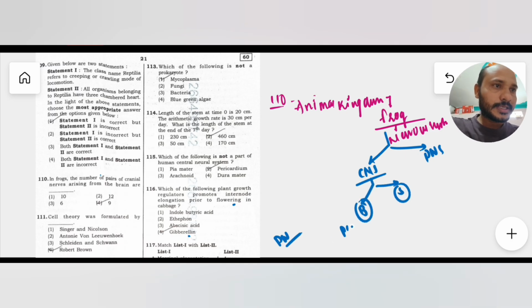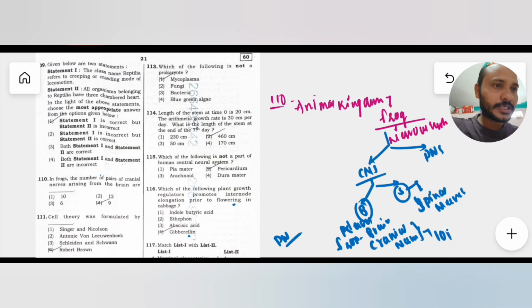There are some nerves which arise from the brain. The nerves from the brain are called cranial nerves, and the nerves which arise from the spinal cord are called spinal nerves. There are 10 pairs of cranial nerves which arise from the brain, and there are 10 pairs of spinal nerves which arise from the spinal cord.